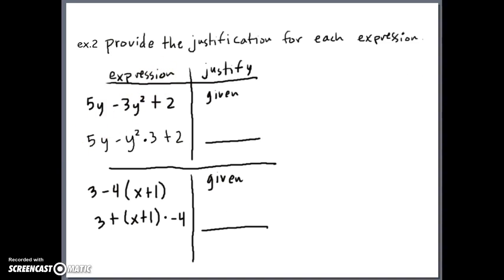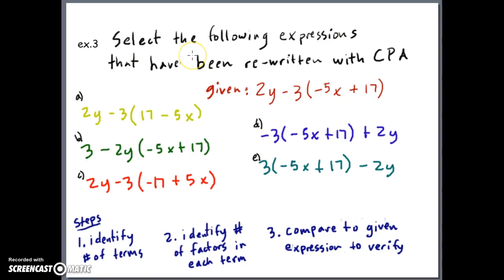This will be the last example for today. Whoops, wrong one. So we have our second example today. This example is asking us to select the following expressions that have been rewritten with the commutative property of addition, or CPA. So with these examples, it's going to give us this expression, and we've got to figure out which of the 5 expressions, and there could be more than one, match this given expression.